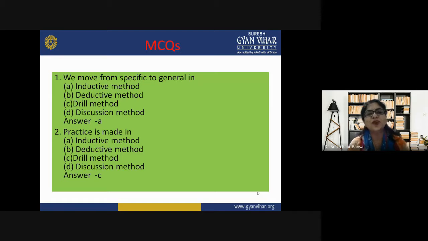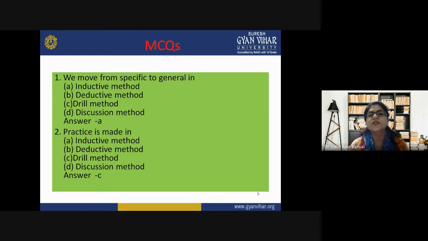Now, let's have a look at some MCQs, students, that I've set for you. So, there are some general questions we are going to discuss at the end of the class. First of all, we move from specific to general in inductive method, deductive method, drill method, discussion method. So, the appropriate answer is inductive method.